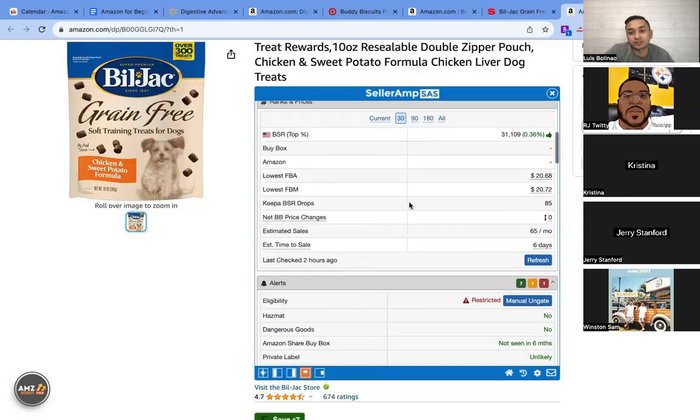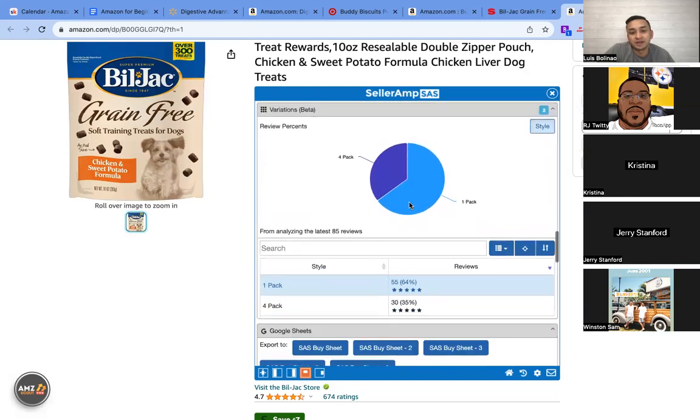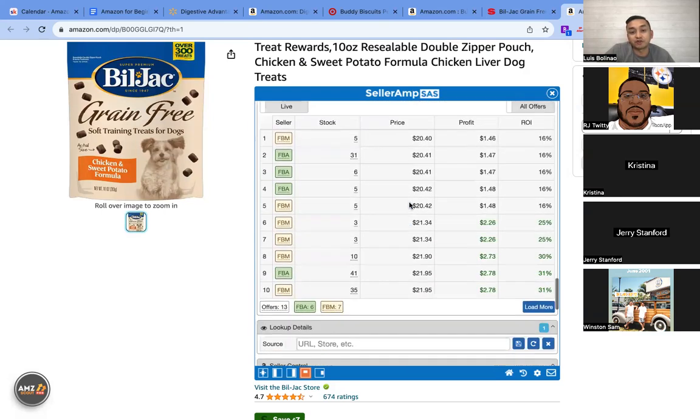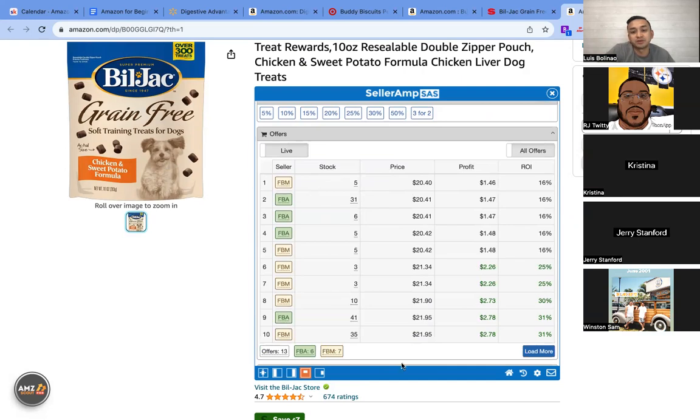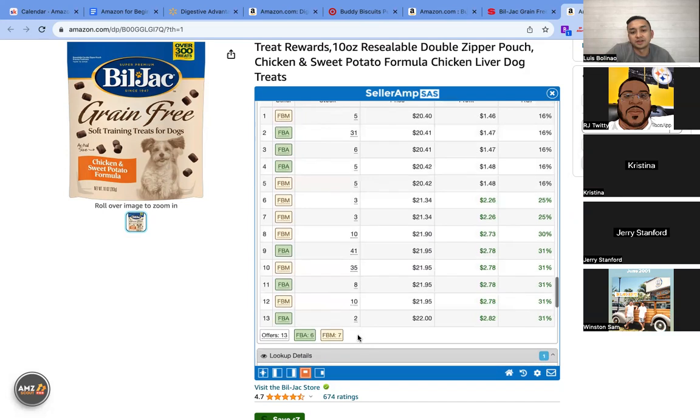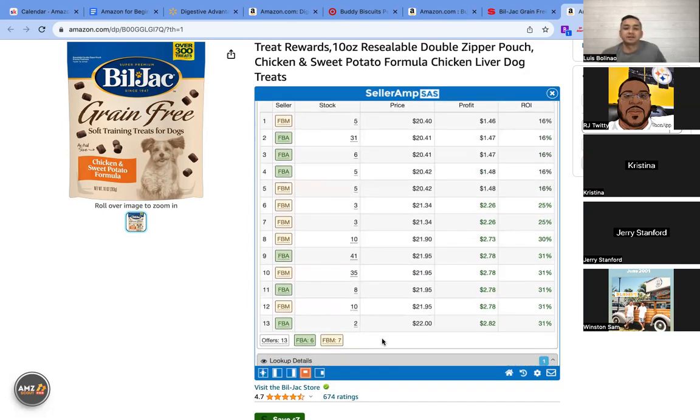So now you have to ask yourself the question again: are you willing to share 40 sales a month with all these people, with this much inventory? Absolutely not. I agree.